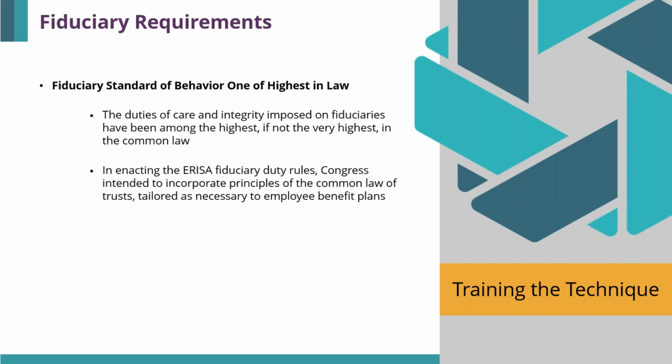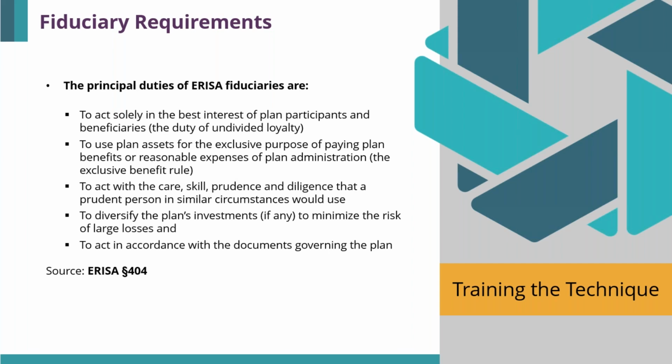So the duty and integrity imposed on fiduciaries are the highest, as I indicated before. And again, it is comparable to a trustee under a trust. Their duty is to make sure that those benefits that are promised are provided to the participants and dependents. So this is what a fiduciary has to do. Act solely in the best interest of plan participants, and use plan assets for the exclusive purpose of paying benefits or reasonable expenses. And again, even if your plan is self-insured and not funded, if you have employee contributions, that's considered to be plan assets. If you use employee contributions to pay part of the plan expenses, this is where it comes in. You have to make sure those expenses are reasonable.